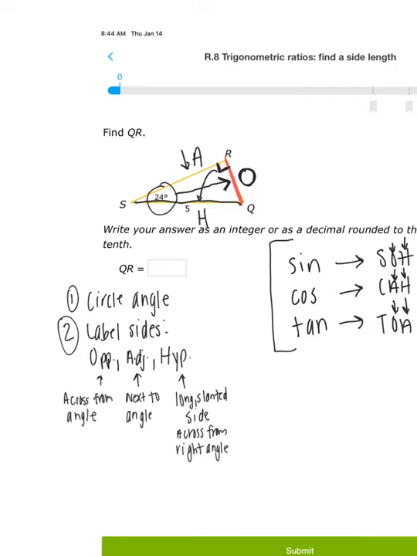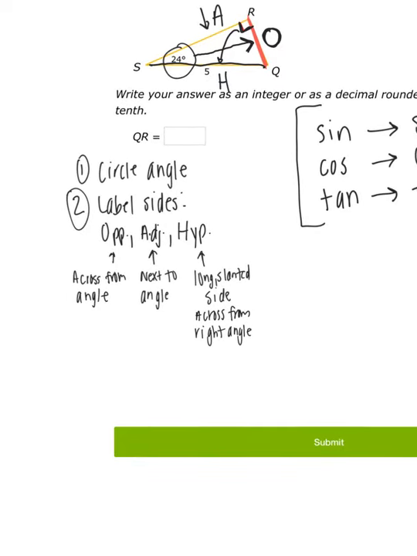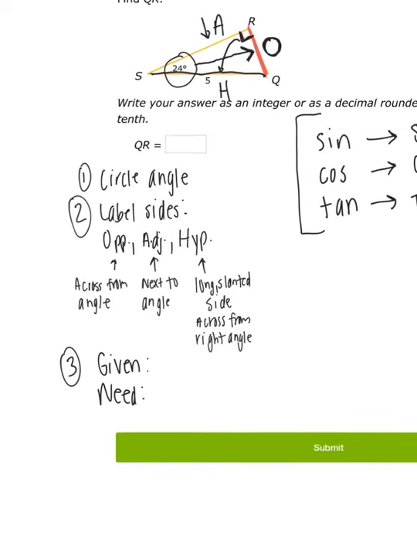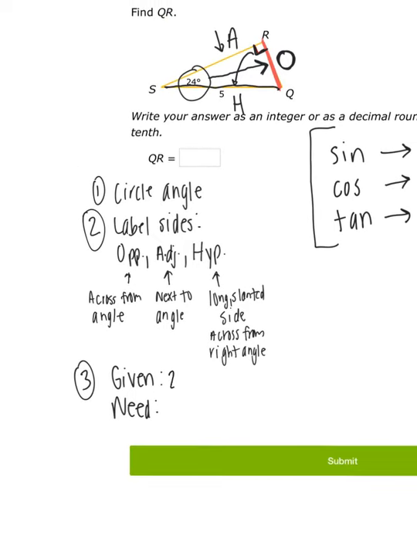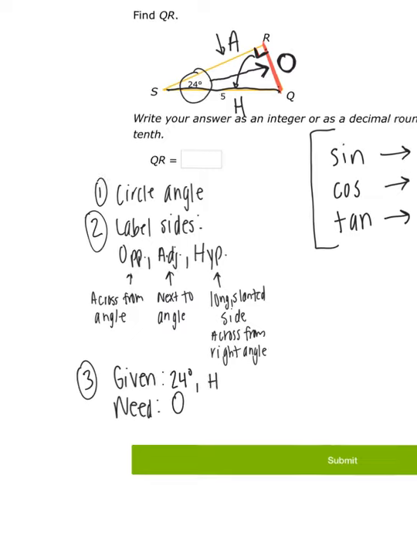Once you have all of your sides labeled, the next thing is a super important step. You want to decide what you are given and what you need. So in this case, what I am given is 24 degrees, and I'm given H. What I need to find, the thing that we're looking for, is side length QR, which we labeled O. So I need the opposite.